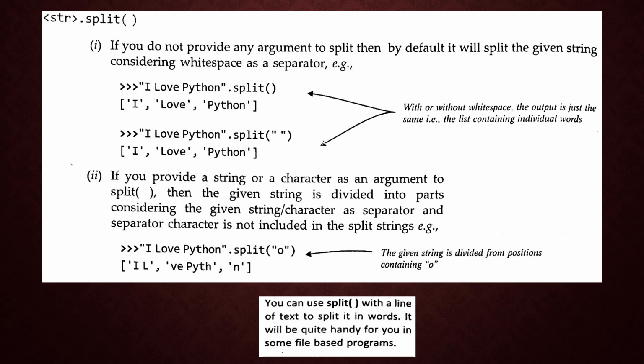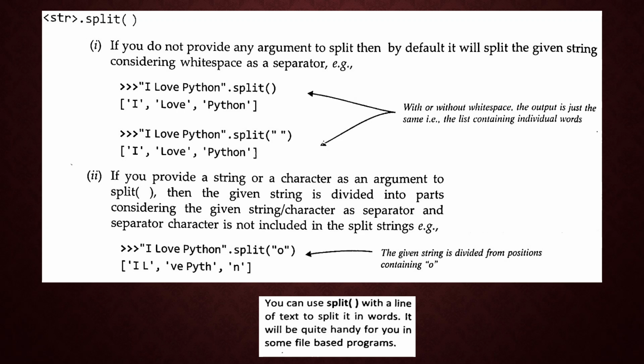And here the given string may be a string variable or a string. I love Python dot split. So it will split the given string into 3. Here blank space or white space is given, so that is considered as the separator. I comma love comma Python. So it will be displayed.